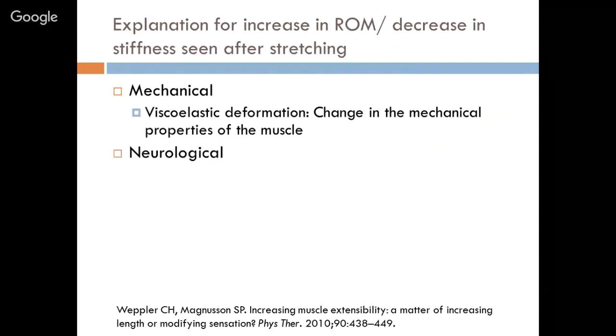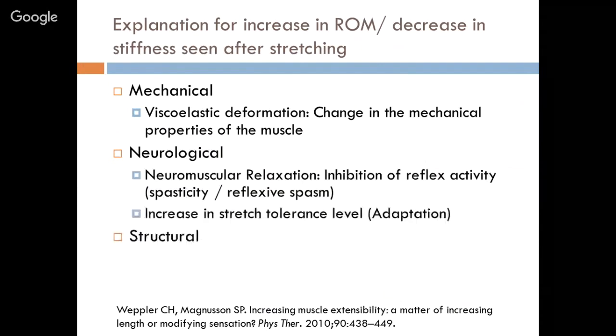So to summarize before I move on to reviewing evidence, these are the three explanations that we have for the changes that we see: mechanical and viscoelastic transformation, which can change mechanical properties, increase stretch tolerance, and neuromuscular relaxation as a neurological explanation. Structural, that is the plastic deformation, where you have new myofibrils added. These are all the possible explanations for changes that can be seen.